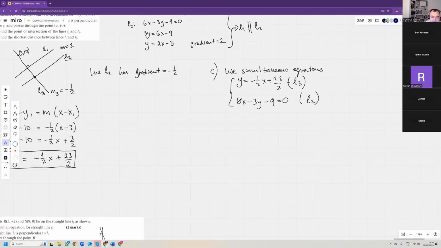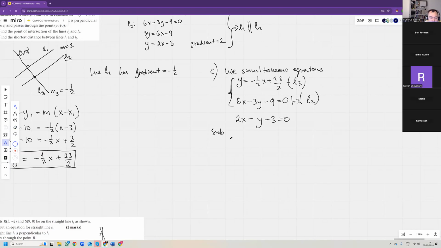So this is a set of simultaneous equations. I use brackets. You don't have to use brackets, but this makes more sense to me, at least. And then you just sub that in. Let's divide the equation by 3. Because 2x minus y minus 3 equals 0. And then you sub this in.